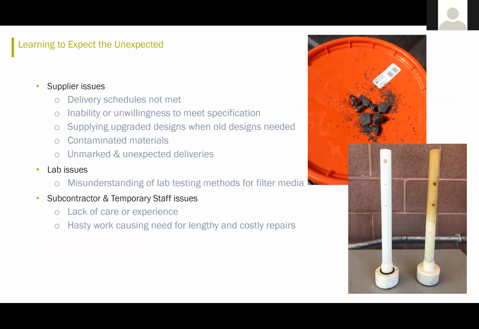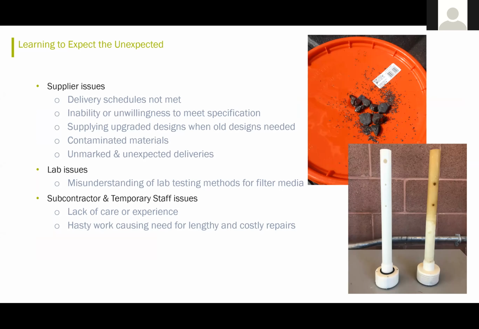Now the city had to learn to expect the unexpected. There were a number of supplier issues. The suppliers didn't meet their delivery schedules. In the case of anthracite, the initial anthracite supplier couldn't meet the specification. He claimed he was providing an upgraded design, and the city had already been through the ringer over having a media that didn't meet specs. So basically, they said no, they stuck to their guns and required the anthracite to meet the required specification.